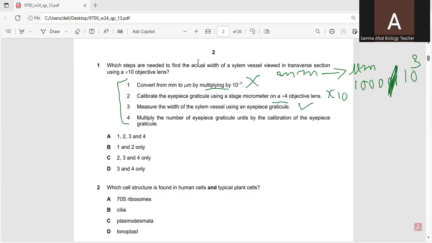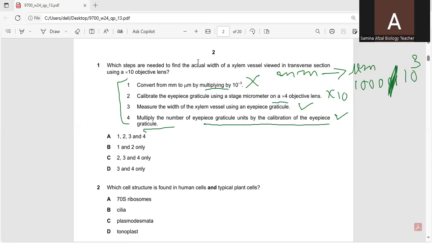The fourth statement is: multiply the number of eyepiece reticule units by the calibration of the eyepiece reticule. So you multiply the number of eyepiece reticule units which you have measured by the calibration of the eyepiece reticule. So this is the correct statement. The fourth statement is correct. It means the last two statements, 3 and 4, are correct.